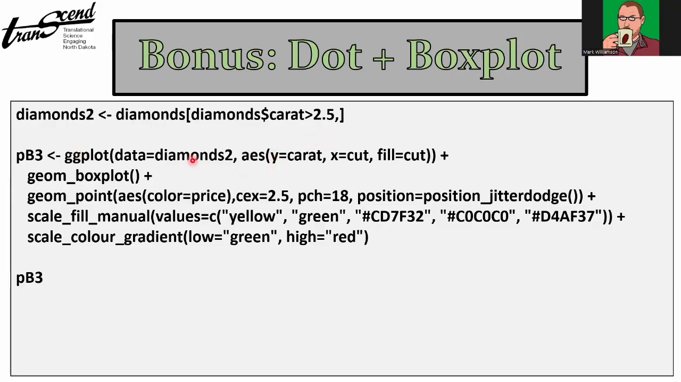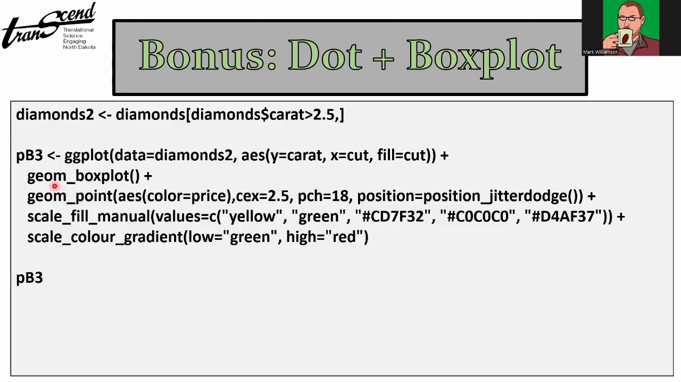Anyways, I'm going to ggplot. Y is going to be our carat. X and fill is going to be cut. And then I'm going to do a geom box plot. So it's going to have cut by the categories cut and then the carats. So we saw that with our violin plots, but now these are going to be box plots.